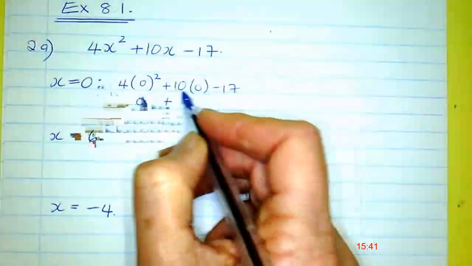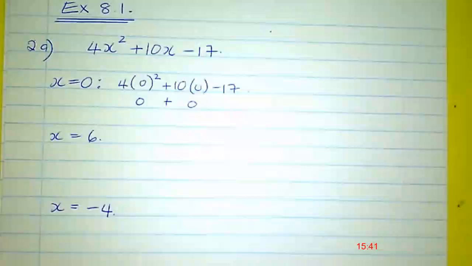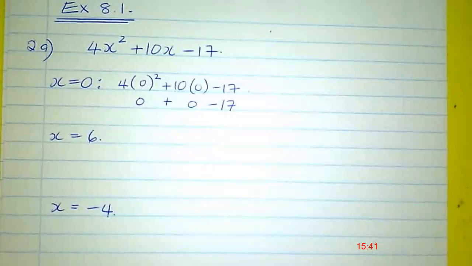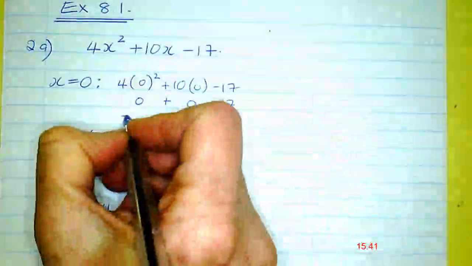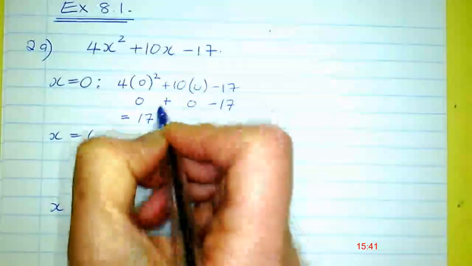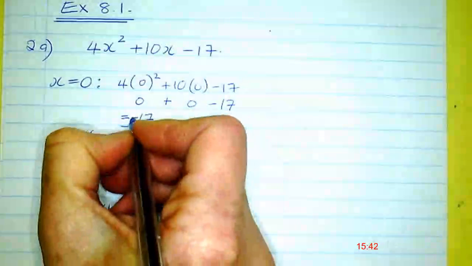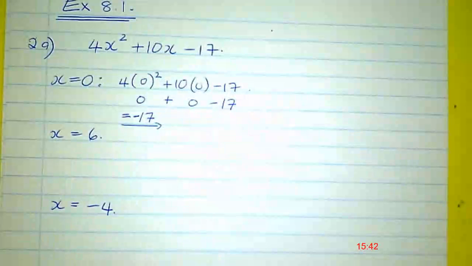We can write that if we like. This term is 10 times naught, which is also naught. And then this term is our constant term. It just stays what it was. And so the answer for this expression when x is naught is 17. Oh, sorry, negative 17. Yeah, because that was minus 17.